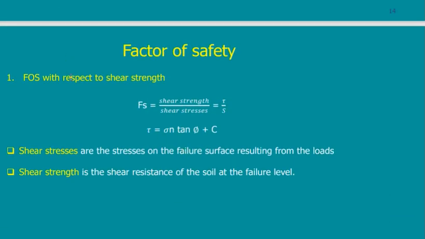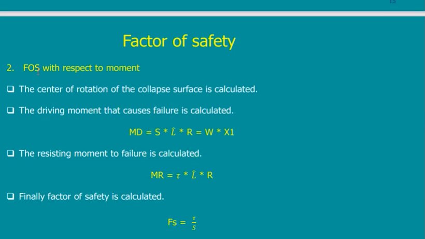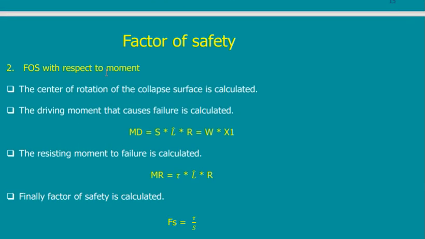So this is exactly what we are going over here. Actually, this is the factor of safety with respect to shear strength. There are many factors of safety. The main thing is the factor of safety due to the shear strength. But there is also, in this case, a factor of safety with respect to moment. What does it mean by factor of safety with respect to moment?